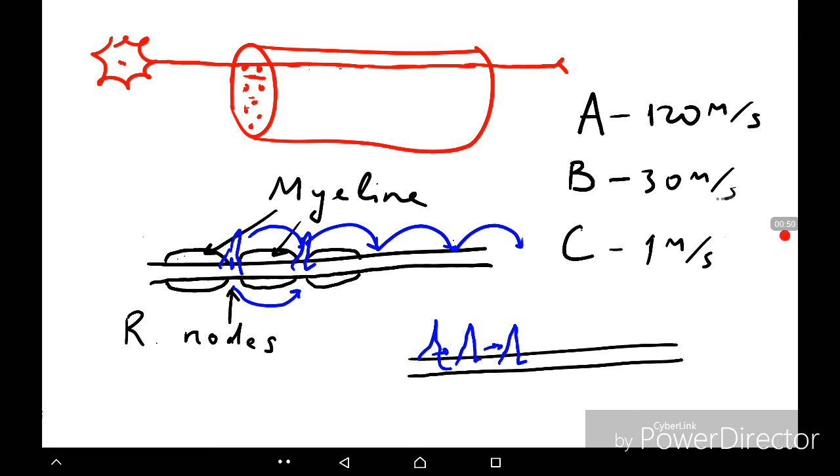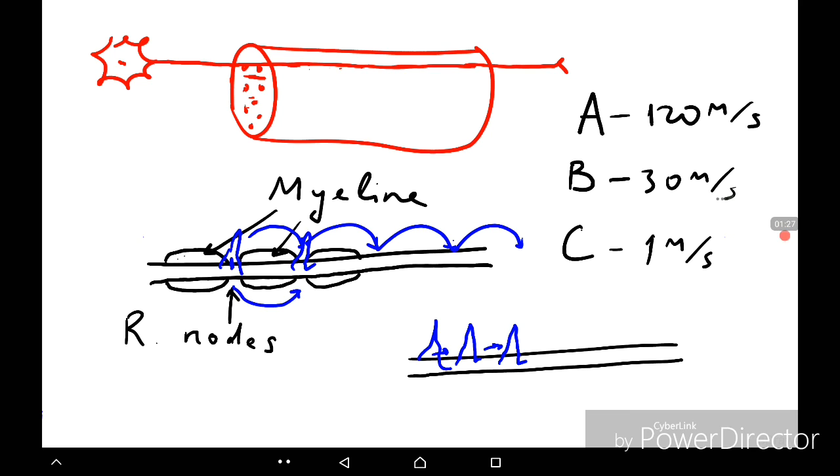In the body we may find all three types of nerve fibers, but in the somatic nervous system that controls the contraction of striated muscles, we have nerve fibers type A. For control of internal organs, in the autonomic nervous system, we have nerve fibers B and C, because the control of internal organs does not need such rapid conduction as the control of the somatic musculature.